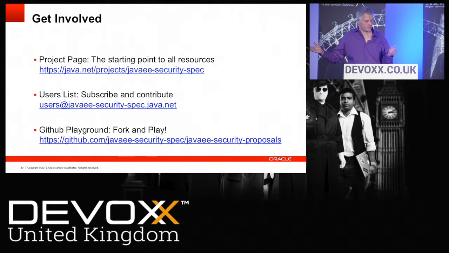We have a users list. It's a basic Java.net users list. Anybody can subscribe. You get all the email from the expert group, and you can post messages there, and expert group members will respond. And finally, we have a GitHub playground. This is open to anybody to submit.